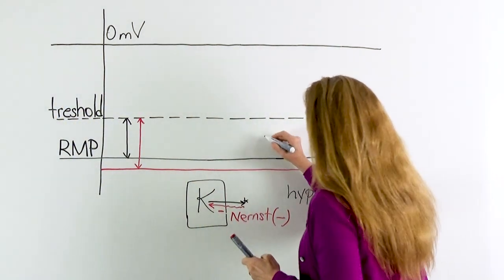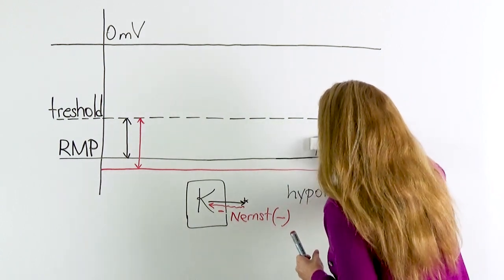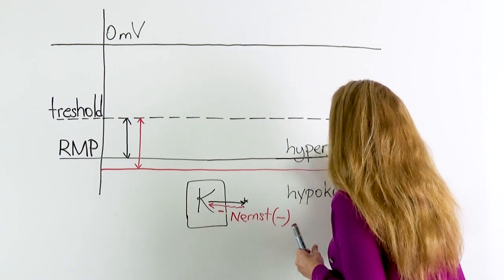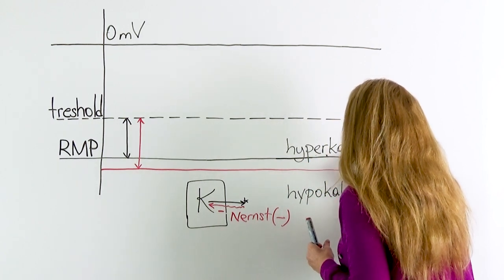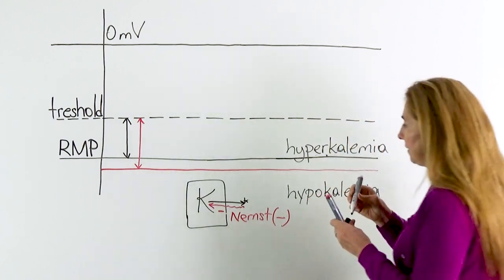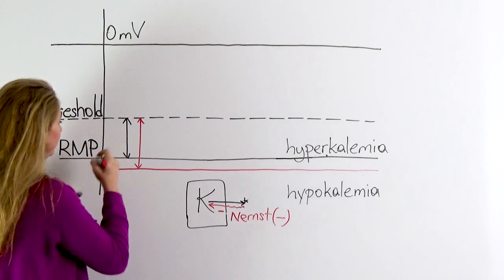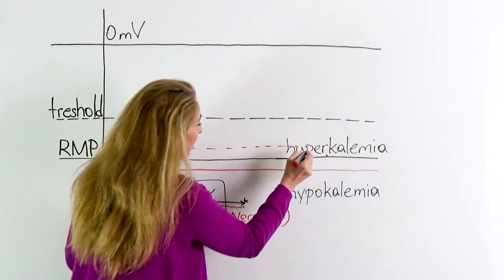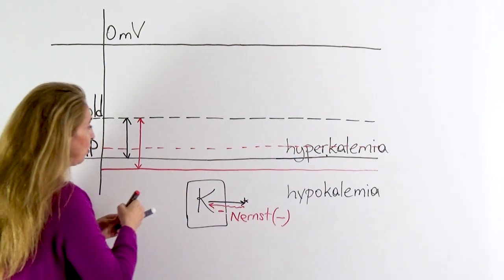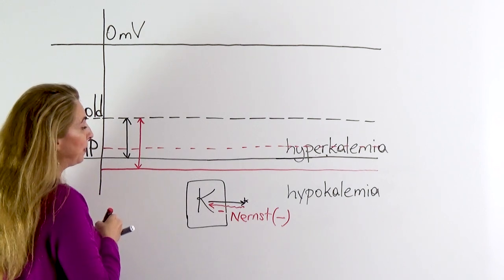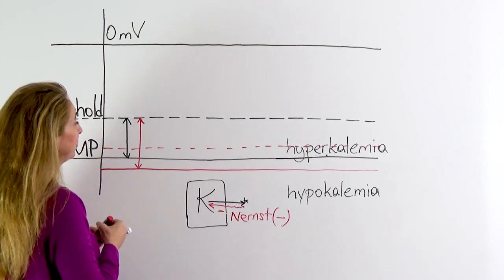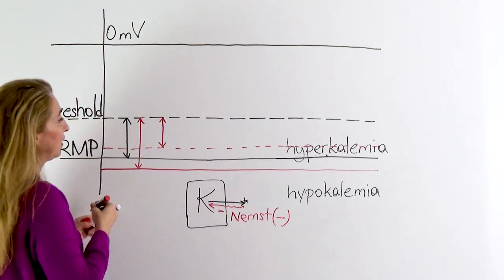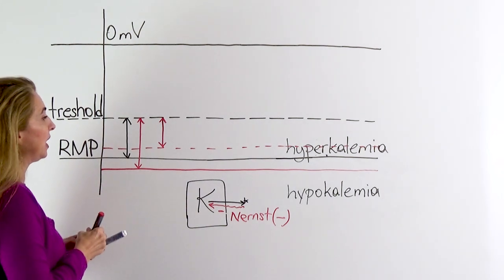For example, the name of this is hyperkalemia. Hyperkalemia means the amount of potassium in the blood is high. In case of hyperkalemia, this time the resting membrane potential is going to be less negative because the Nernst potential of potassium is going to be less negative, and the excitability of the cell is going to be higher.